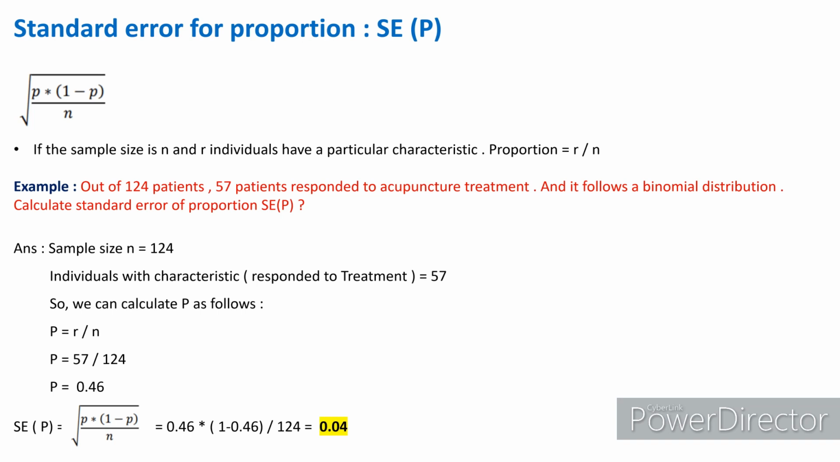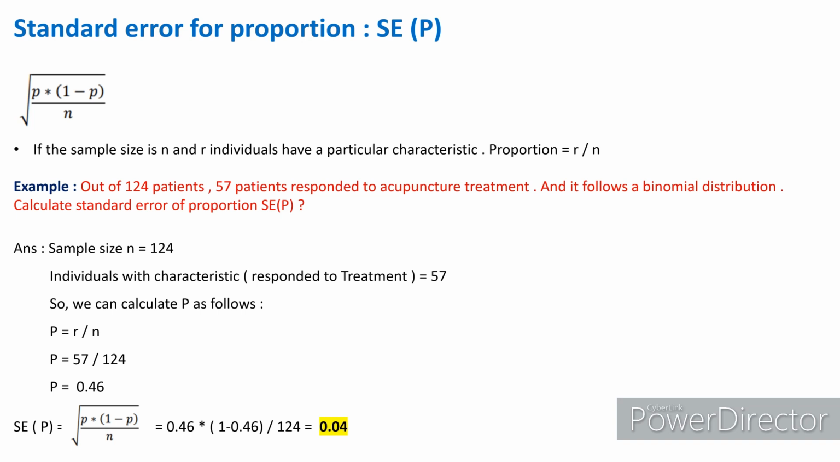Individuals with characteristics, that is, what is the characteristic feature in this? Responded to acupuncture treatment, right? That is 57. So how do you calculate the proportion? R divided by n, right? So in this case, R will be 57 divided by the total number of individuals, that is 124. So you got P as 0.46.